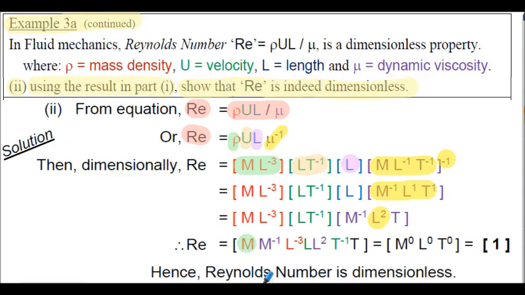So we have M to the 1 multiply M to the negative 1. We have L to the negative 3 multiplied by L multiply L to 2. And then we have T to the negative 1 multiplied by T. I think it's clear to see that multiplying the M's together becomes M to the 0, shown here. L to the negative 3 times L to the 2 is L to the 0. And T to the negative 1 multiplied by T is T to the 0. Remember that anything to the power of 0 is actually numerically 1, so we can see that the Reynolds number is dimensionless. That concludes the solutions to example 3a.